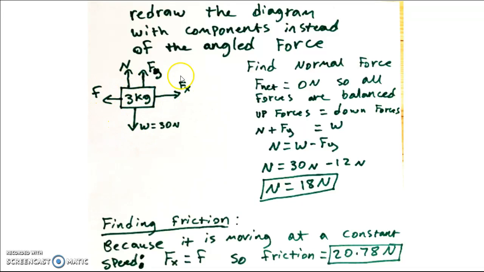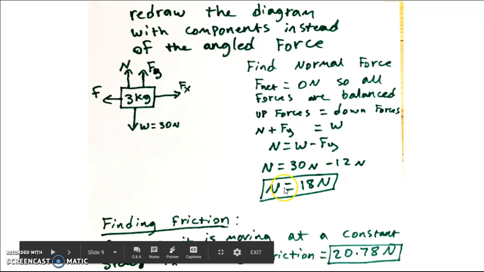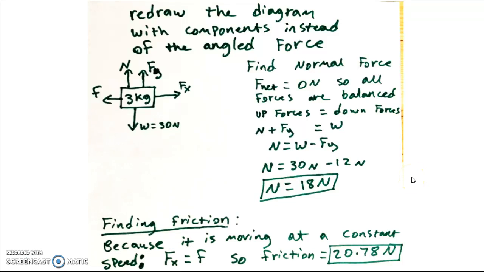Okay, we can ignore these right now. That means normal force plus the y component of the applied force has to equal the weight. If you write that down, the normal force has to be the weight minus the y component of the applied force. 30 minus 12 gives you 18 newtons. Okay, so that's the normal force. All right, and then finding friction is easy because it's moving at a constant speed.